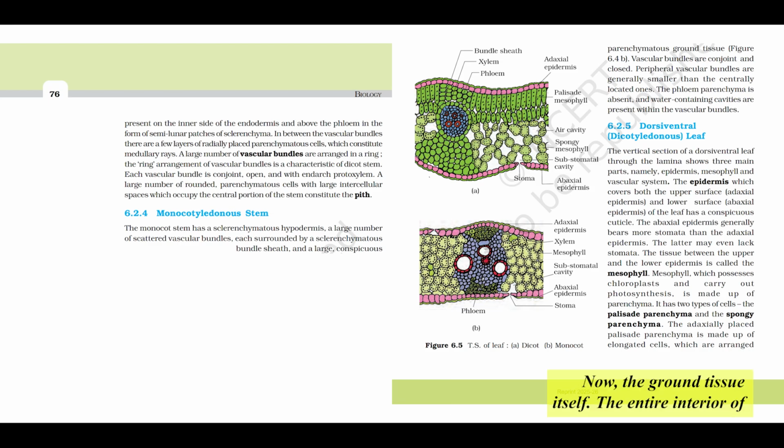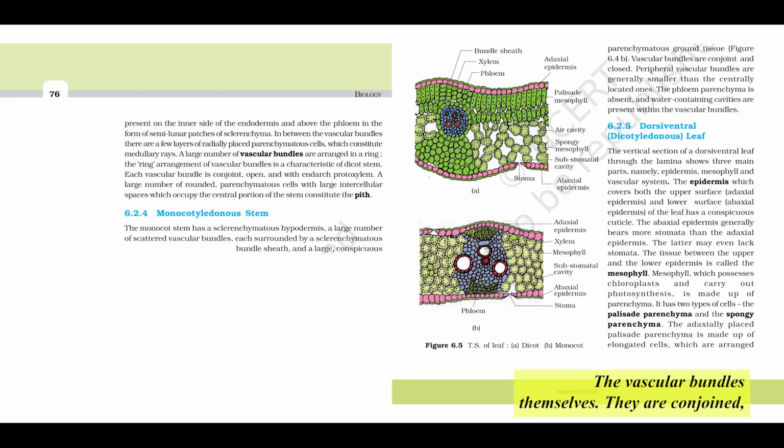Now, the ground tissue itself. The entire interior of the monocot stem, apart from these scattered vascular bundles, consists of a large, conspicuous parenchymatous ground tissue. There's no distinct anatomical separation into a separate cortex, endodermis, pericycle, and pith like you clearly see in dicot stems. It's more of a continuous, undifferentiated tissue filling the space.